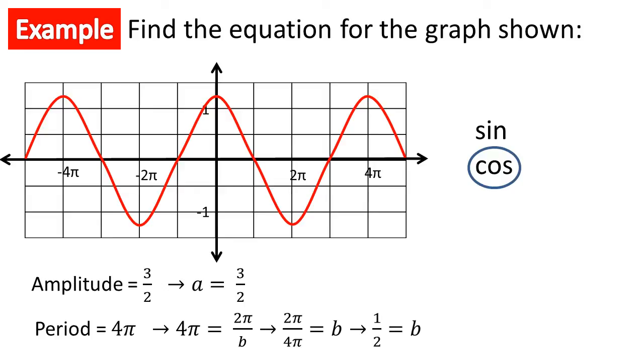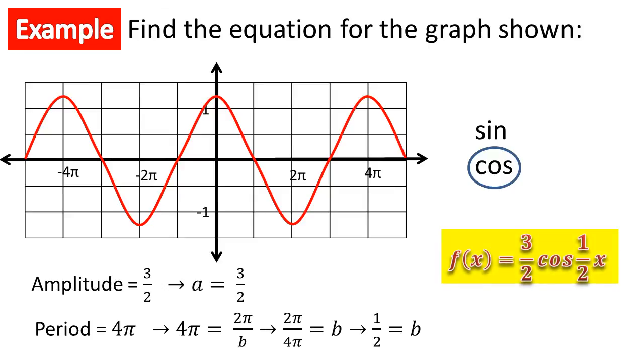So the answer to this equation, I have this line, the equation is f of x equals 3 over 2 times cosine of 1/2 x.